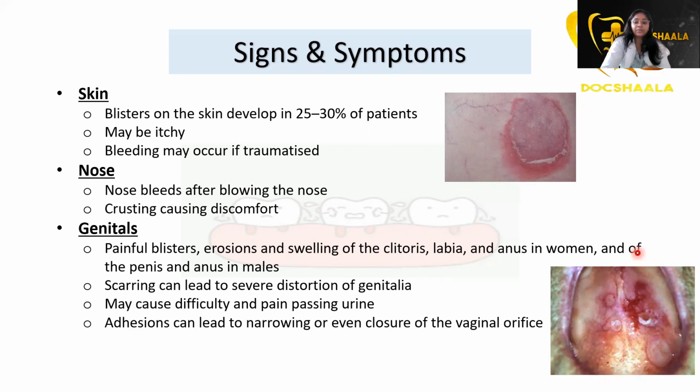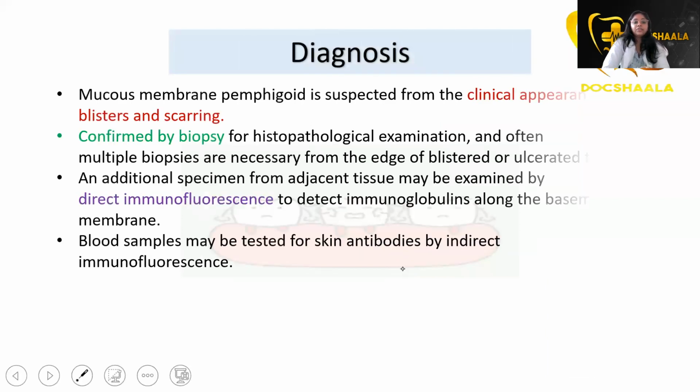Then the genitals, as you can see in the image. There are painful blisters and erosions. Then swelling of the clitoris, labia, and anus is seen in women, and of the penis and anus in males. Okay, scarring can also lead to severe distortion of the genitalia. Difficulty and pain while passing urine is observed, and adhesions can lead to narrowing or even closure of the vaginal orifice sometimes.